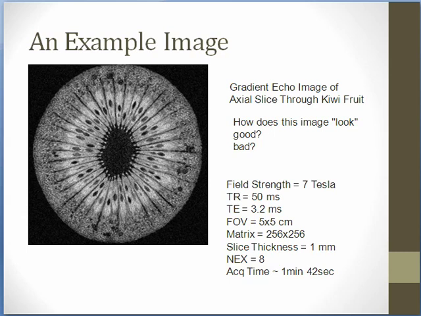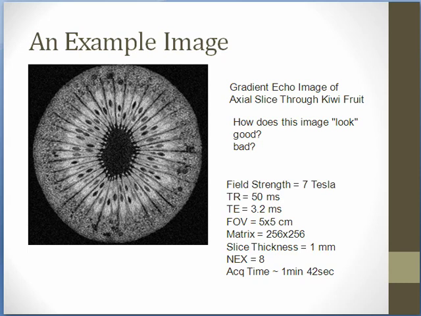So here I'm showing probably one of the first example images, and as I've shown here, I've kind of given it away. What this is, it's an axial slice through a kiwi fruit. One of the first things you do when you look at an image is just see contrast. The human eye is very good at seeing contrast between colors and shades of gray.